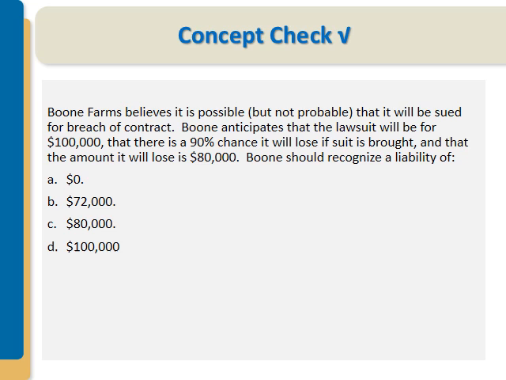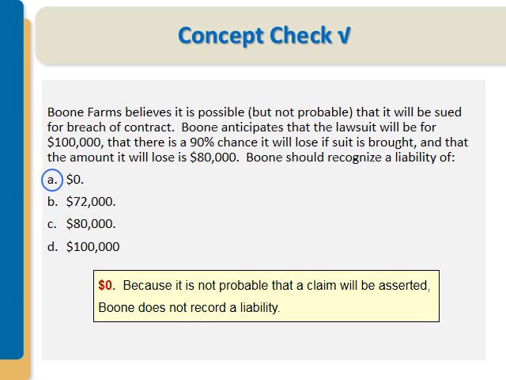Concept check. Boone Farms believed it is possible, but not probable, that it will be sued for breach of contract. Boone anticipates that the lawsuit will be for $100,000, that there is a 90% chance it will lose if the suit is brought, and that the amount it will lose is $80,000. Boone should recognize a liability of... Because it is not probable the claim will be asserted, Boone does not record the liability.